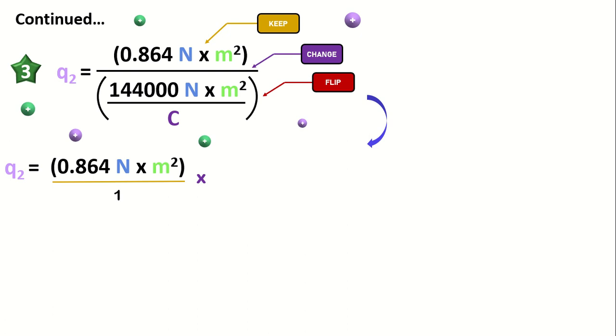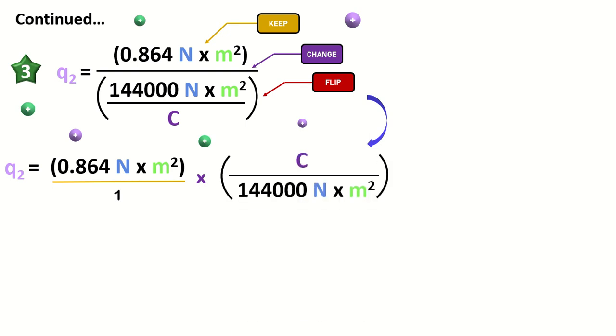144,000 newtons meters squared over Coulomb would simply become a Coulomb over 144,000 newtons meters squared. All we did was we just flipped it. We replaced the numerator with the denominator and the denominator with the numerator. And that's what we did there.